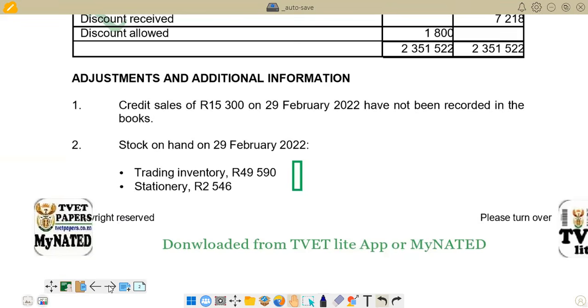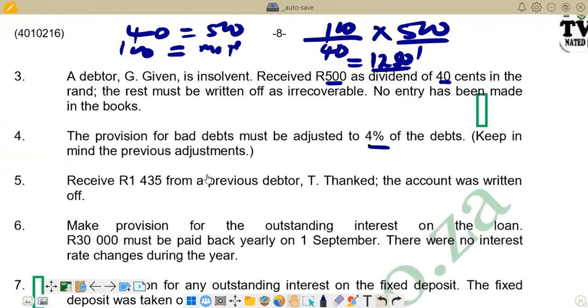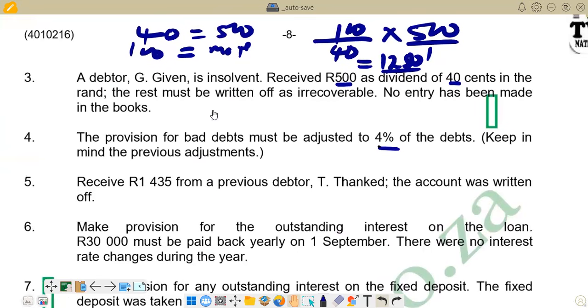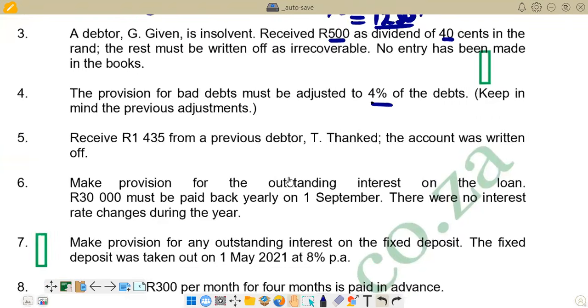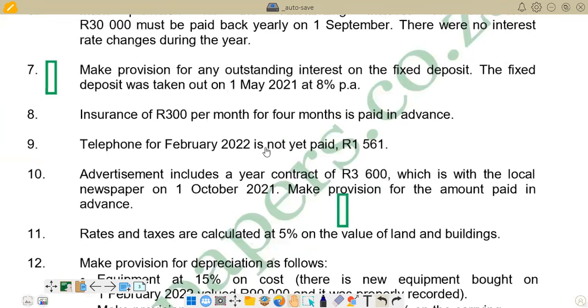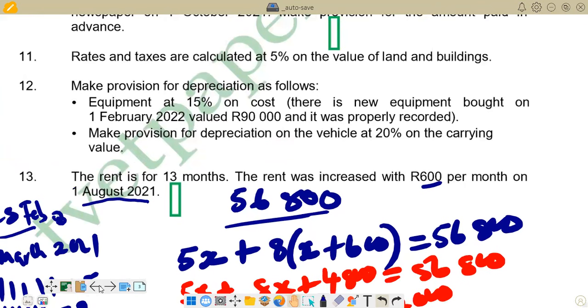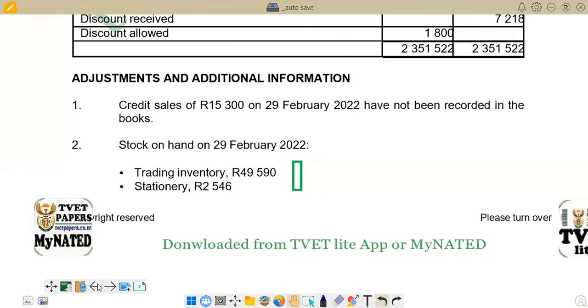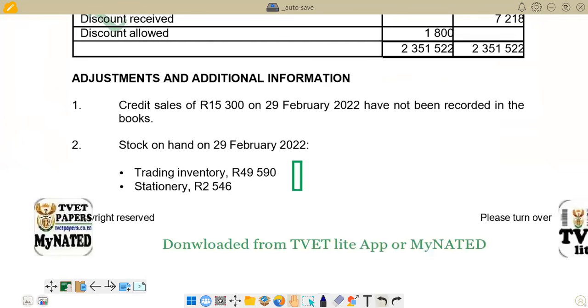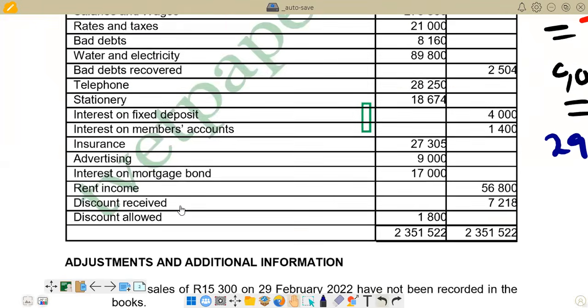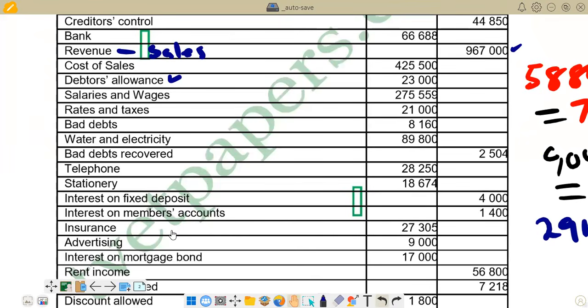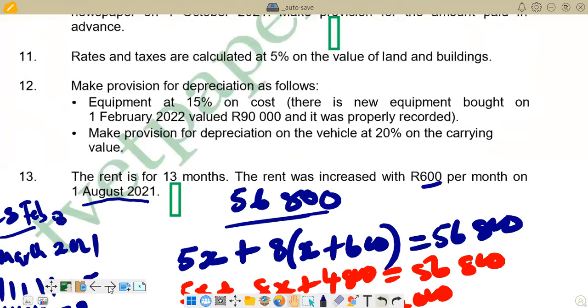We go to the next page to check if we have got any adjustments. We're starting from 3 there. We go down, salaries and wages. We are not seeing anything. So in that case, if we have such a scenario, it means we are going to take the figure that we are given in the list of balances, and we put it there as our figure for salaries and wages, as it is. We are having 275,559.